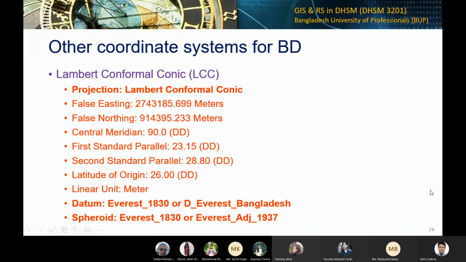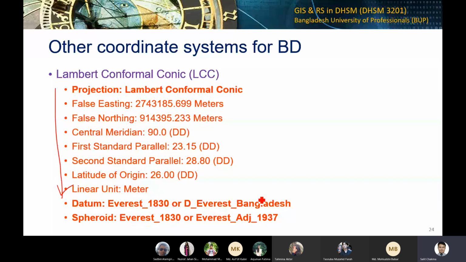So, it will match, right? So, what are the coordinate systems for Bangladesh? There are some other coordinate systems. One of them is Lambert conformal conic. Okay, so in these coordinate systems, you do not have to memorize or read all these things. I have highlighted a few of them by making them bold to draw your attention to the datum of them. So they use Everest 1830, or the Everest Bangladesh datum.